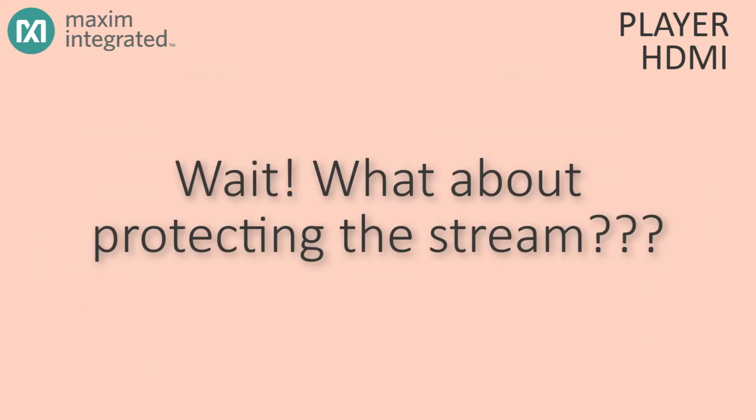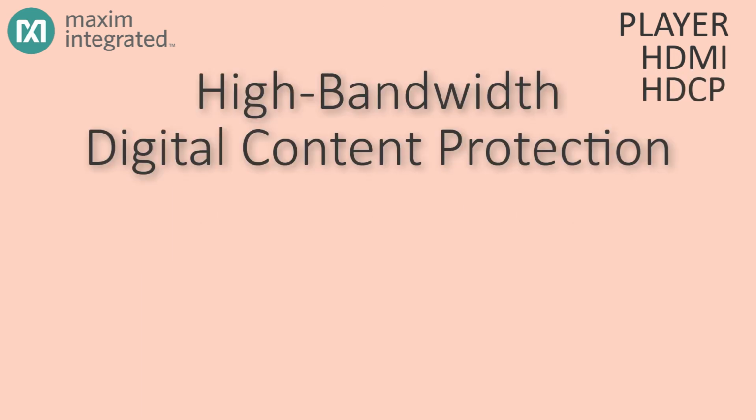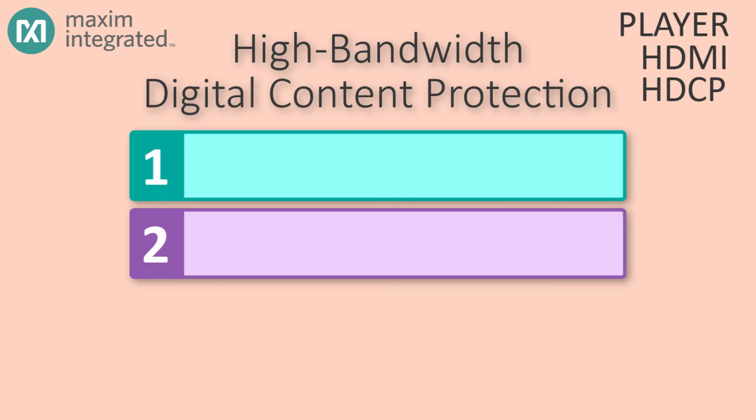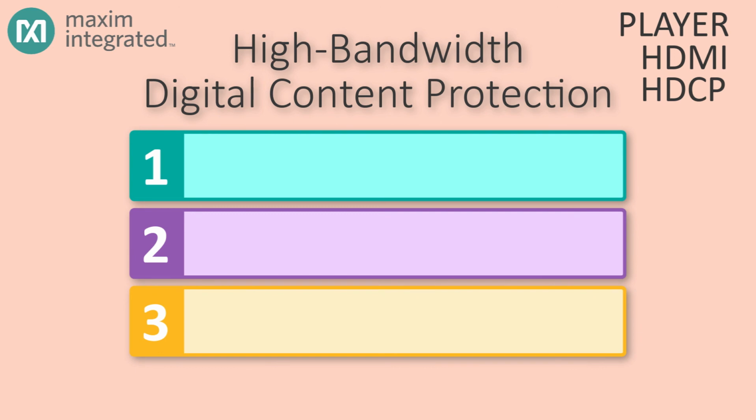But remember, one of the objectives of HDMI was to protect the video stream from unauthorized copying. And to do that, the HDMI forum turned to a system originally designed by Intel, called HDCP, High Bandwidth Digital Content Protection. The idea is this: before any kind of protected content is transmitted from one device to another, 3 things have to happen. First, the receiving device has to be authenticated. Is that device authorized to receive and decode the protected content?